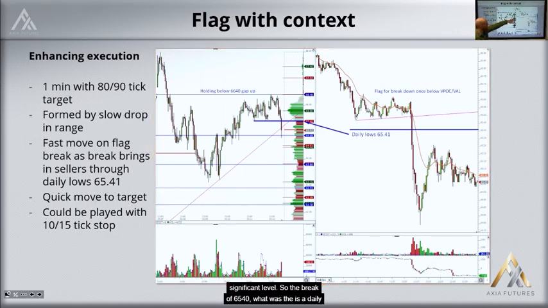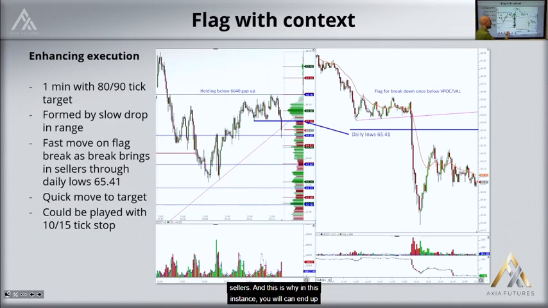This isn't a major significant level here. So the break of 65.41, whilst it is a daily low, is purely within range. And so the break of the flag almost immediately reaches this level. The low on the flag just here is at 47. So the 6 ticks through the flag is enough to break the daily low, which is then enough to bring in new sellers.